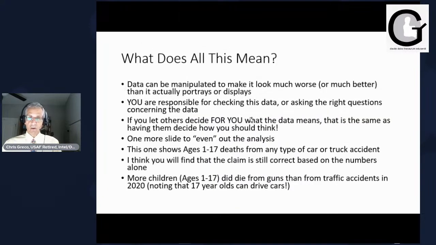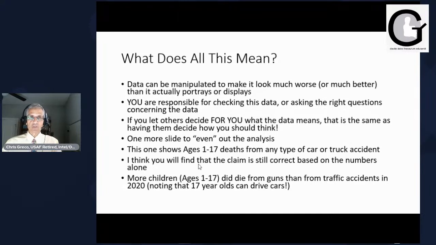So what does this all mean? Data can be manipulated to make it look much worse or much better than it actually portrays or displays. You are responsible for checking the data or asking the right questions concerning the data. If you let others decide for you what the data means, that is the same as having them decide how you should think. So we're going to do one more slide just to even out the analysis.